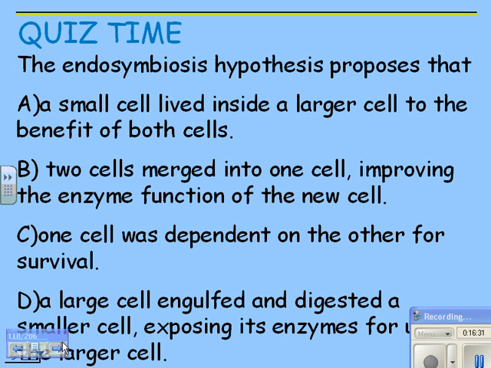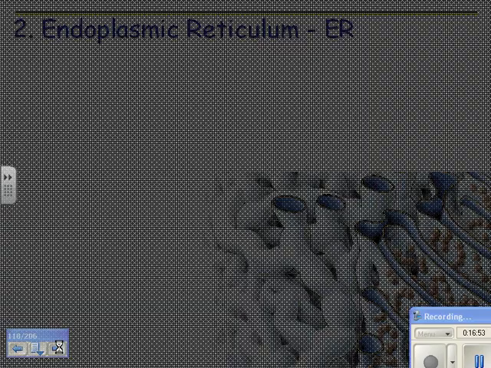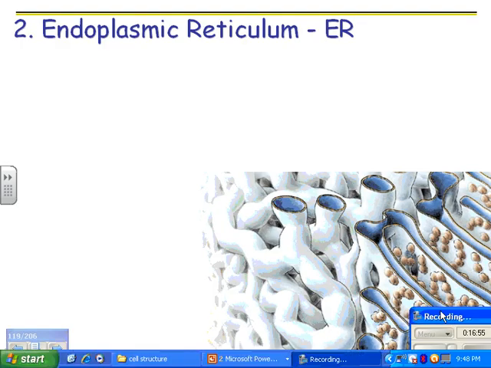The endosymbiotic hypothesis proposes that a small cell lived inside a larger cell to the benefit of both cells. Actually, that's it. Two cells merged into one. Well, they both got dependent on each other. A large cell engulfed and digested... Nope, in this case, it didn't actually digest the smaller one. All right, that's it for mitochondria.